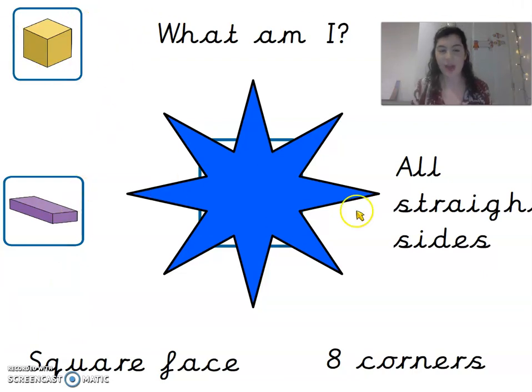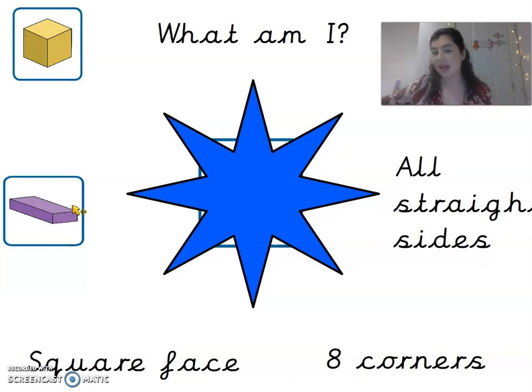Let's look at another clue. All the sides are straight, all straight sides. Now our cube and our cuboid have got straight sides, haven't they? Can you see? Straight sides. And our cuboid's got straight sides. And it says it's got 8 corners. Just remember counting to 8. So if it's got 8 corners, straight sides and a square face, which shape do you think it could be?